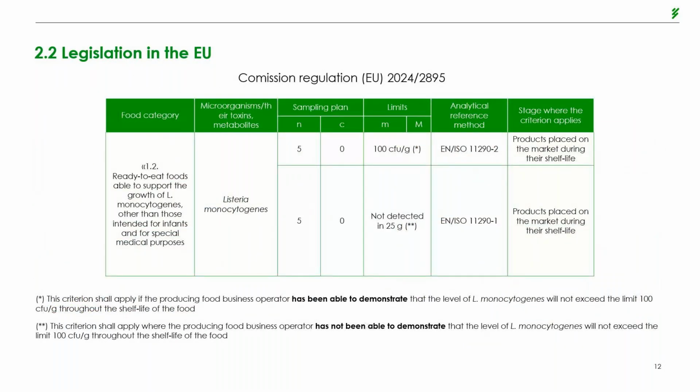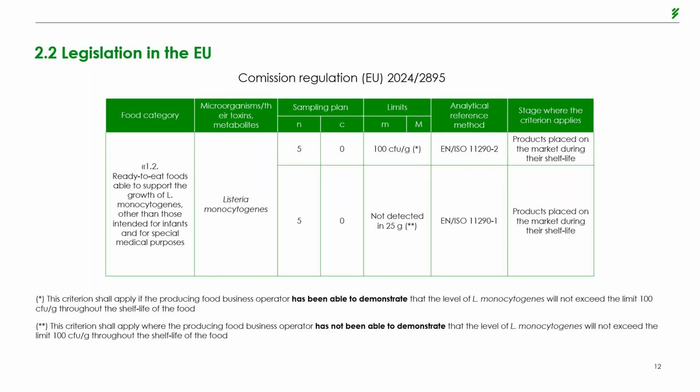As we can see in this table, the Regulation 2024/2895 for ready-to-eat foods, which again, I must be very clear about this. These are not intended, a product not intended for infants or for special medical purposes. This limit will be of 100 CFU per gram in case it is demonstrated that Listeria mono will not exceed this limit during the entire shelf life of the food.